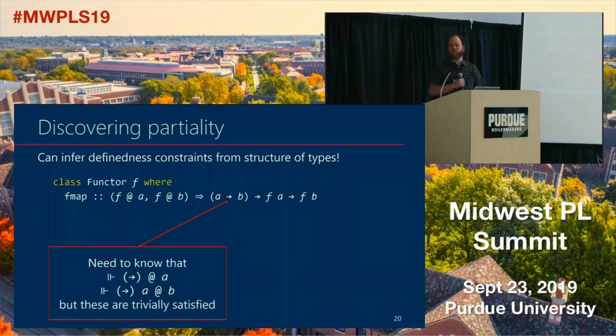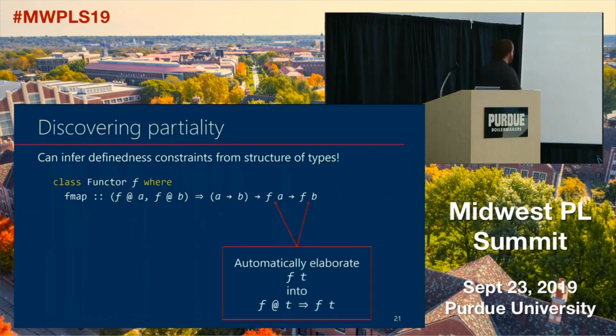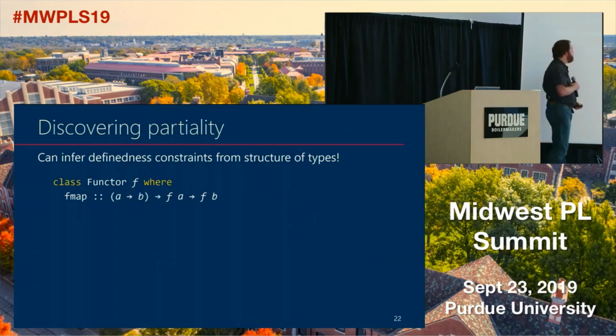We can exactly discharge it immediately. But we can also do some sensible elaboration, right? Anytime you write a type application F A, we're going to assume that you meant for that to be meaningful, right? That you didn't write F of A because you were in a funny mood, that you meant F of A because you wanted that to be a type. And so whenever we see that, we'll automatically elaborate it into the constraint F at T implies F of T. So these two constraints right here, they go away.